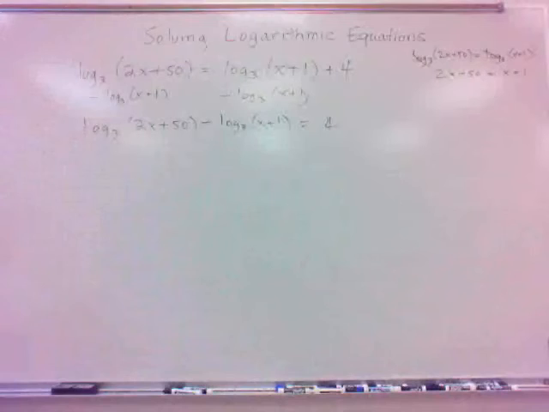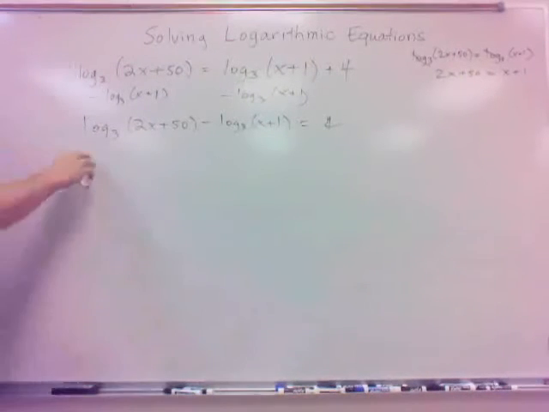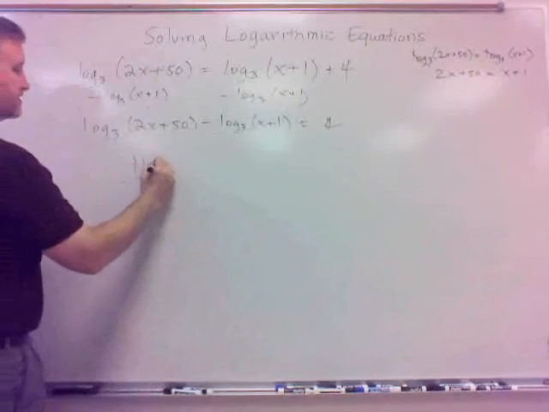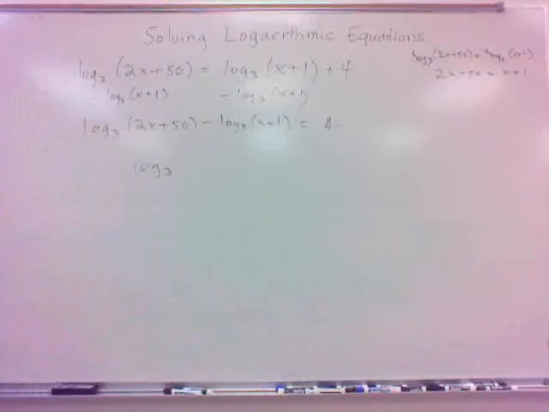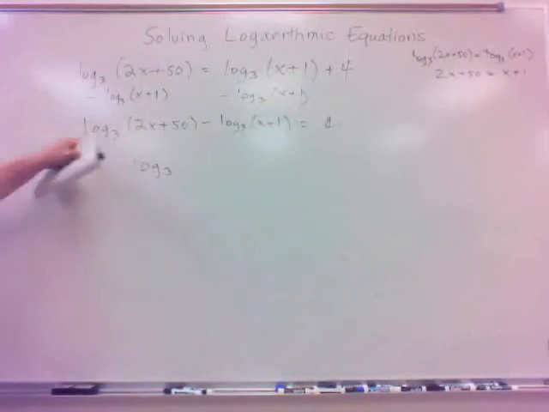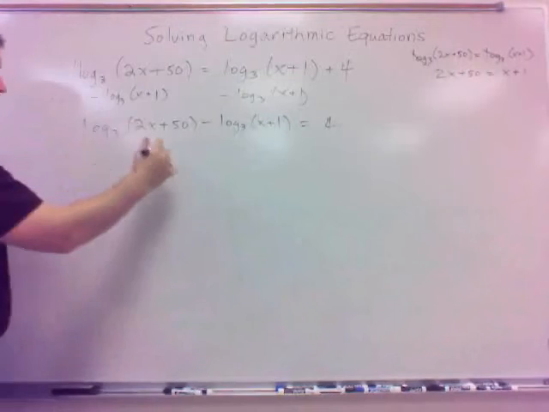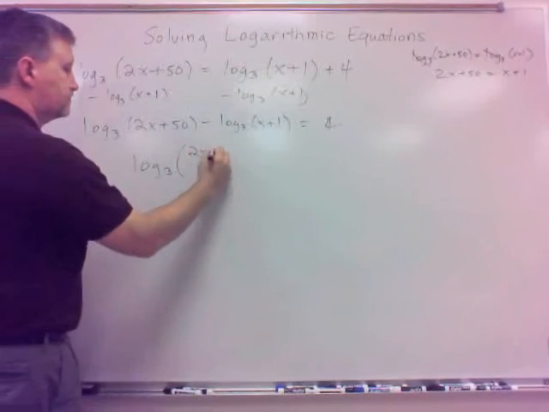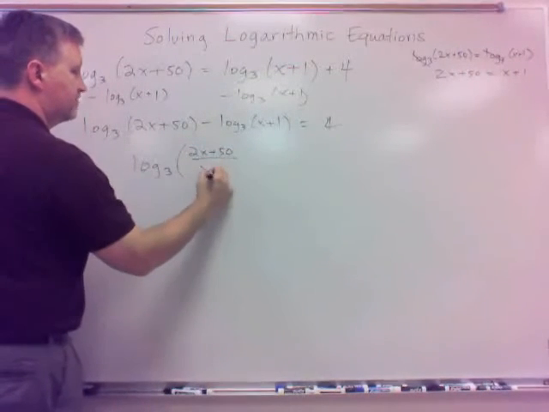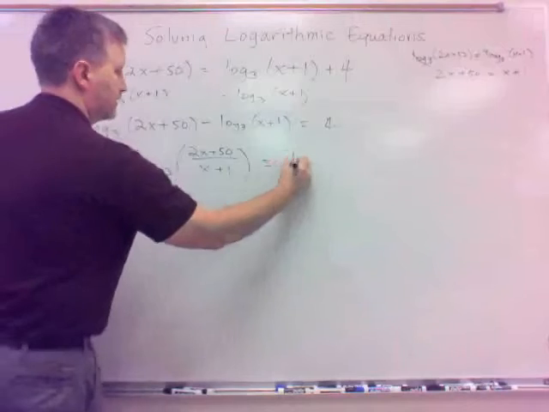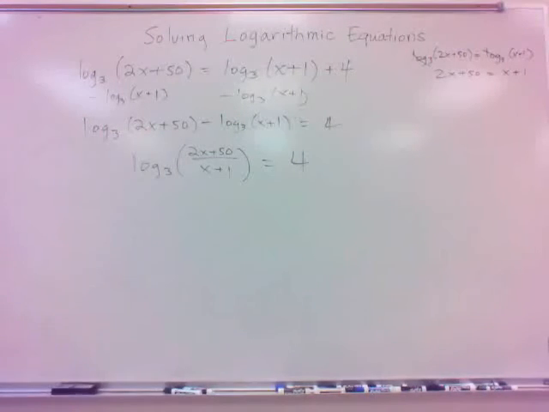See that? Because now I can combine these into one logarithm. It'd be log base 3. This one's like just the very last one we talked about. I've got two logs that are subtracted, so they combine into one log by dividing, right? The two insides. So it'll be 2x plus 50 divided by x plus 1 equals 4. With me on that?